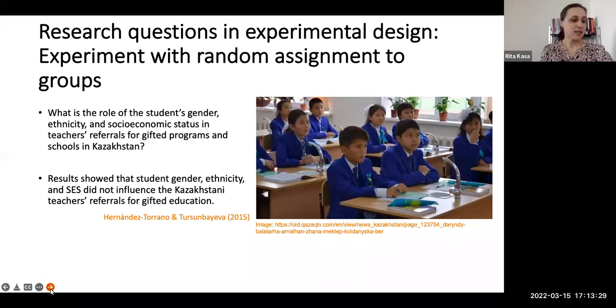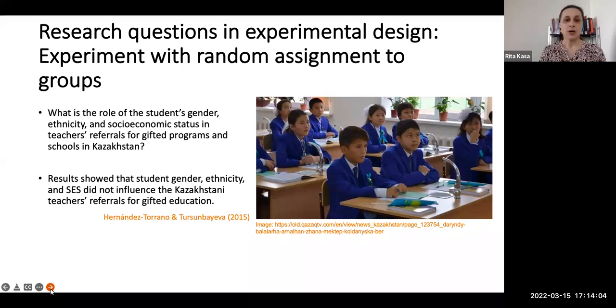And here, my colleagues at the Graduate School of Education examined the question of student giftedness and whether teachers in Kazakhstan are somehow biased in terms of assigning students to gifted education programs. And so researchers asked a question: what is the role of the students' gender, ethnicity, and socioeconomic status in teachers' referrals for gifted programs in schools in Kazakhstan?